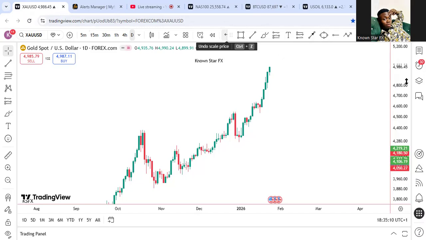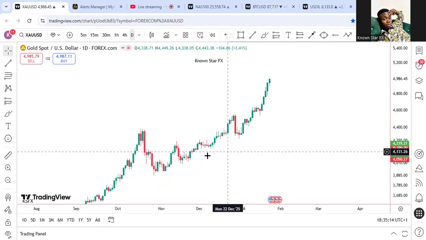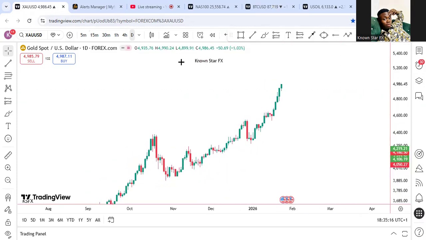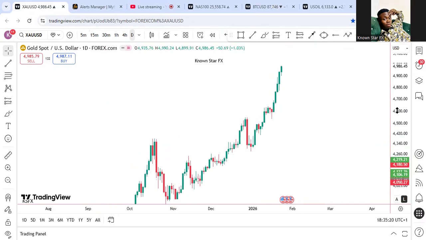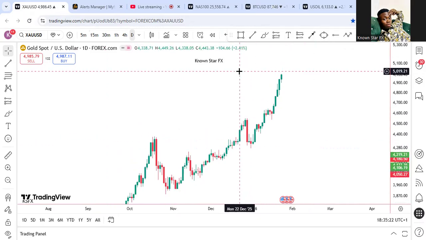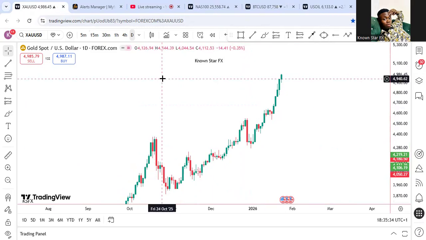So right here on the daily time frame, we're able to see what is happening. Seen on this daily time frame, it is very, very obvious that the market is strongly bullish, right? And what's the purpose of coming to this higher time frame? You are able to see what is happening in real time.